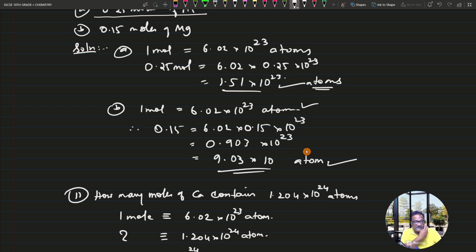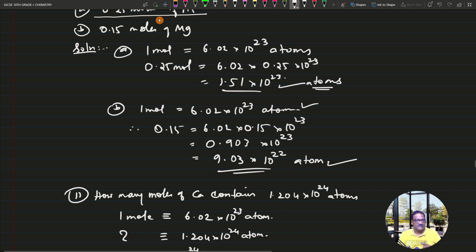So 0.903 into 10 raised to 23, and this can be written as 9.03 multiplied by 10, so divide by 10, so this will be 22. So this is the answer, 9.03 into 10 raised to 22 atoms.